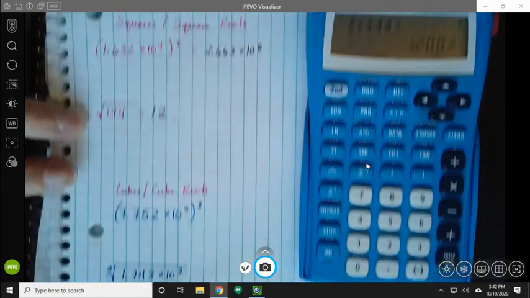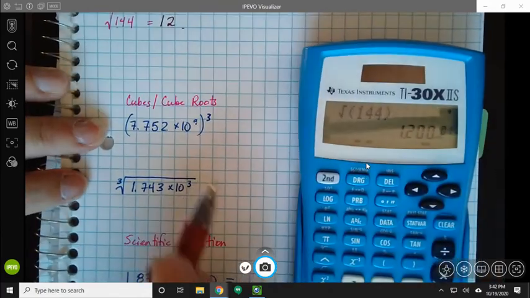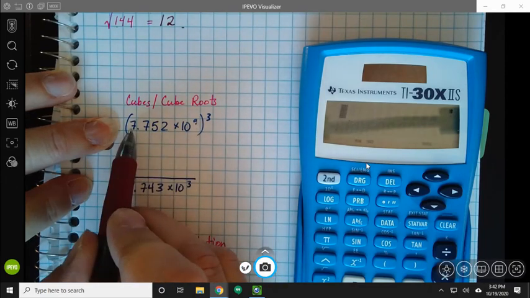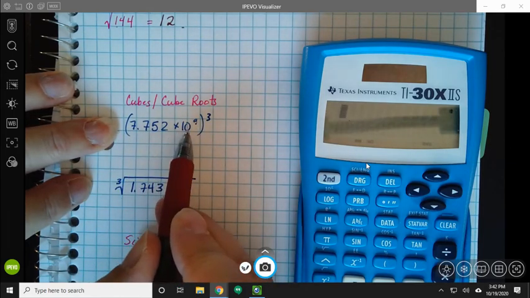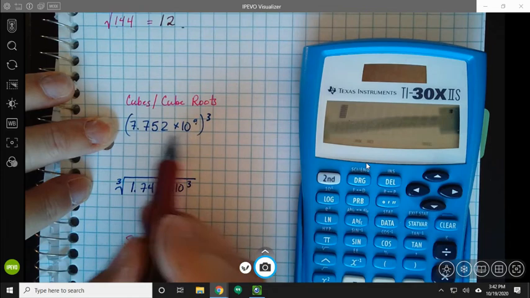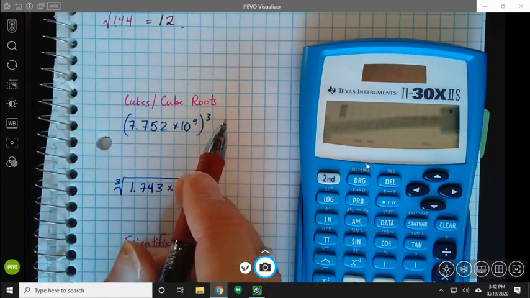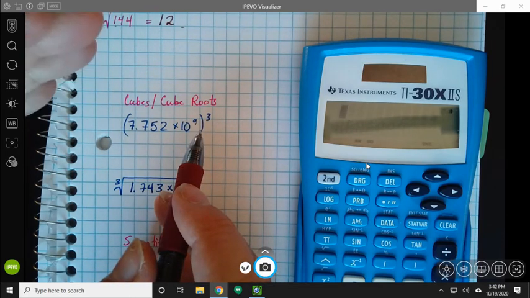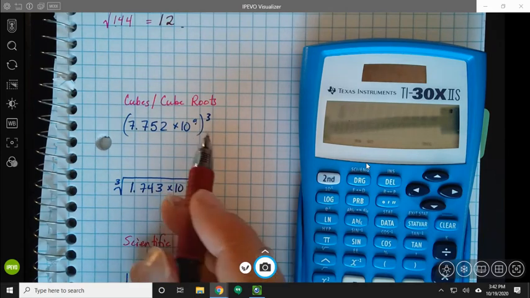All right. Moving on down here to cubes. If I want to put in this number, this is saying what is 7.752 times 10 to the ninth times 7.752 times 10 to the ninth times 7.752 times 10 to the ninth. So it's multiplying this number by itself 3 times, not just once.